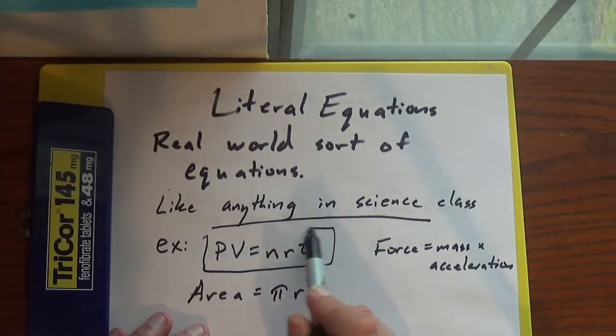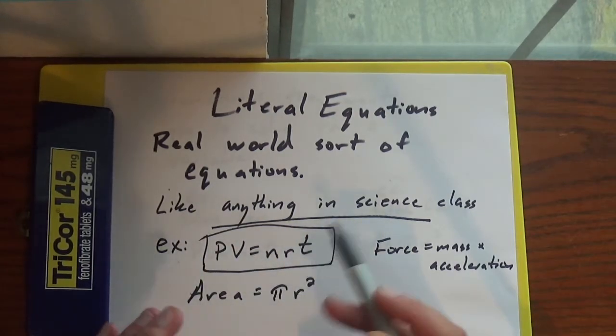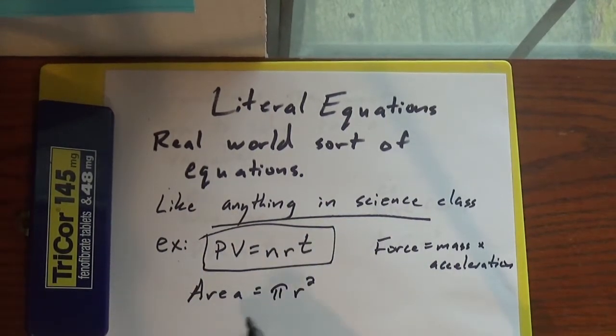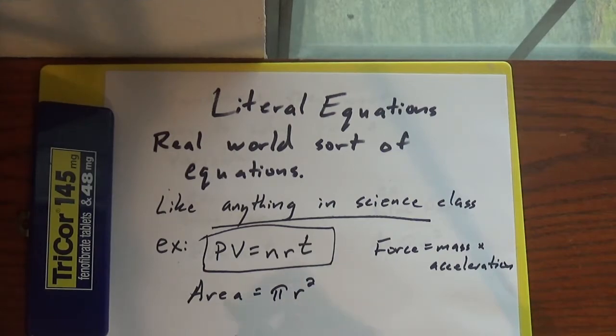So pressure times volume equals number of moles and whatever. Area equals pi r squared. Force equals mass times acceleration. These are all examples, but notice there's no numbers in any of that.